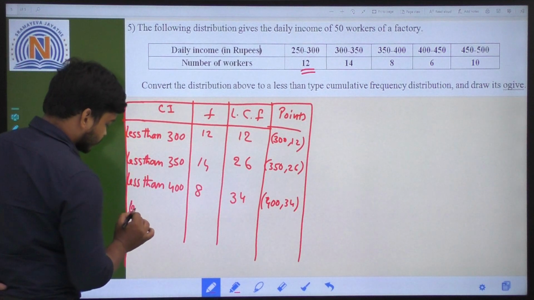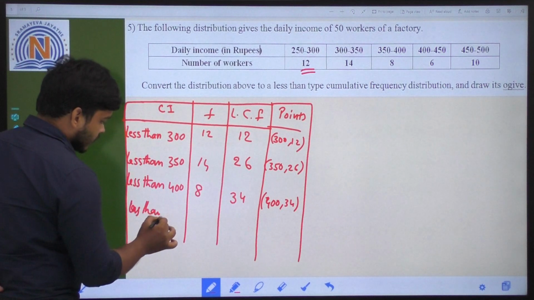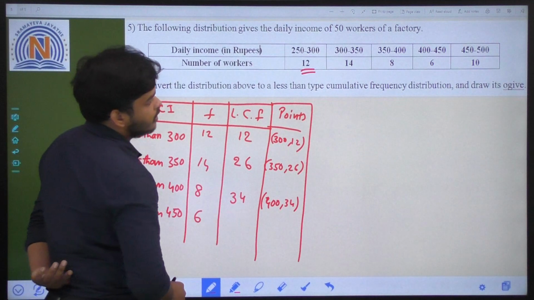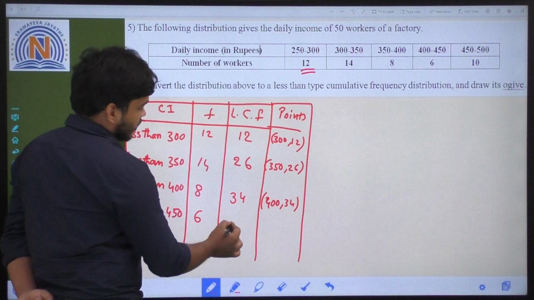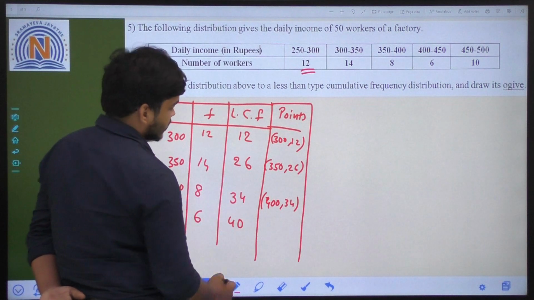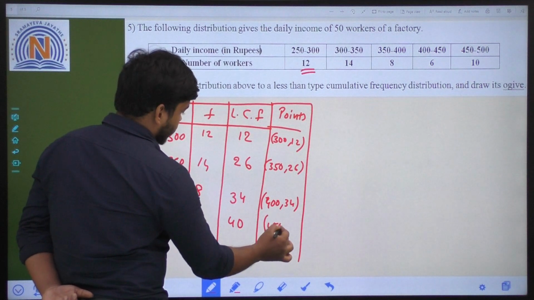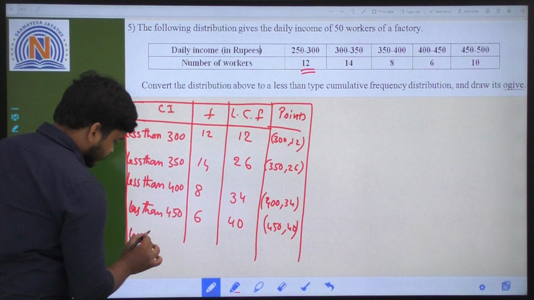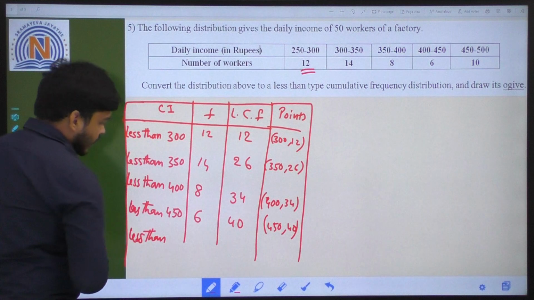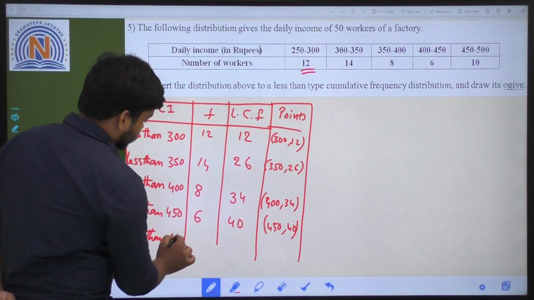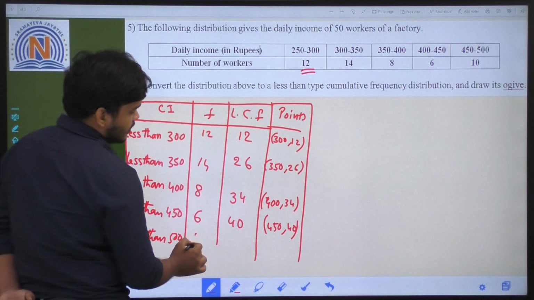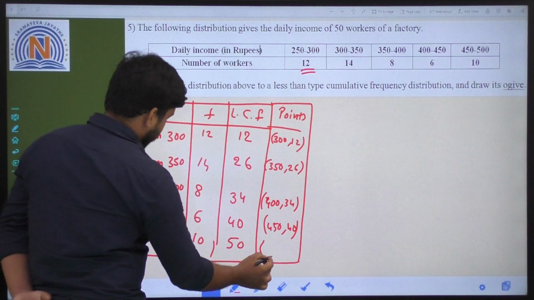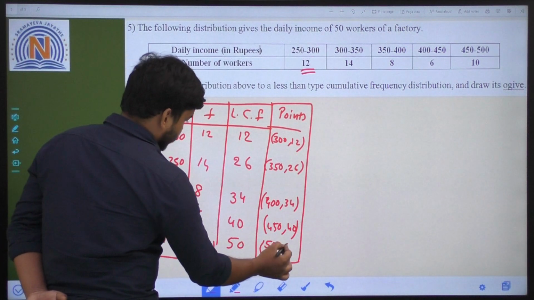Next one is less than 450. Here the frequency is 6, and 34 plus 6 is 40. So 450 comma 40. Next one is less than 500. Here the frequency is 10, and 40 plus 10 is 50. So the coordinate point is 500 comma 50.